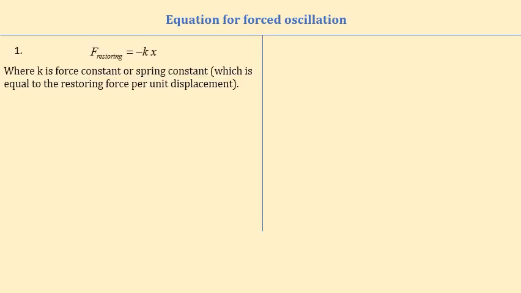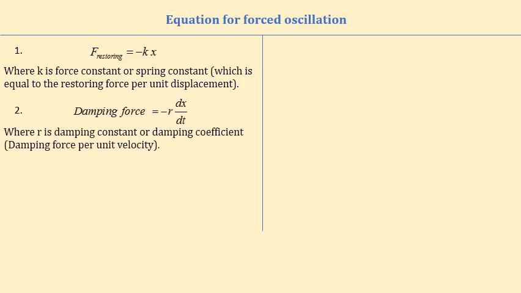The first one is the restoring force, which may be represented as minus k into x, where k is the force constant and x is the displacement. The second force which comes into the picture is the damping force, which may be represented as minus r into dx by dt, where r is the damping coefficient.